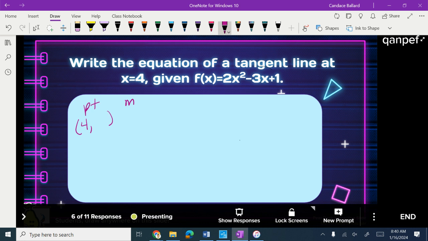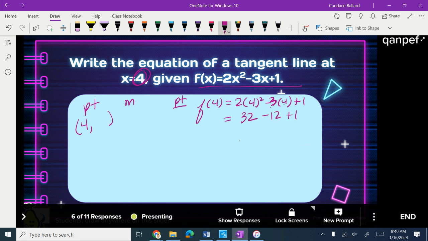Plug it in, right? Okay, so I'm going to take that 4 and plug it into this function right here. So I'm going to keep finding the point by finding f of 4. So that gives me 2 times 4 squared minus 3 times 4 plus 1. And it's okay if you need a little calculator. That's fine. All right, what's 4 squared? 16 times 2 is what? 32. Okay, negative 3 times 4.